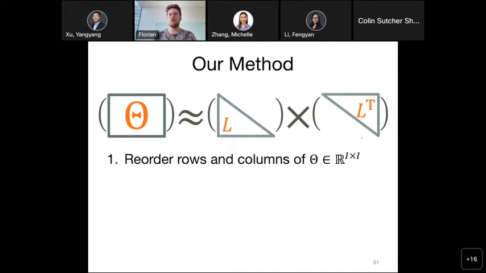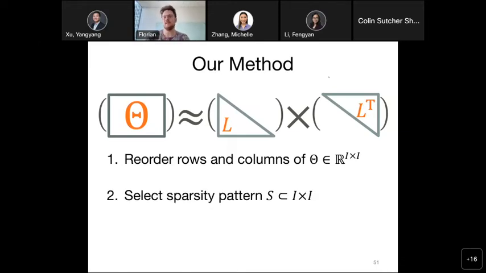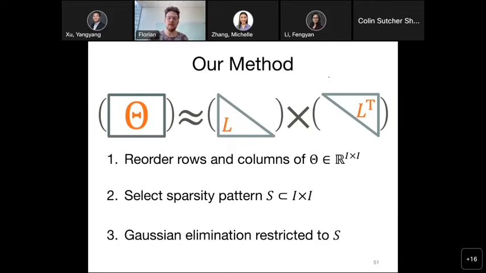In the first step, we're going to reorder the rows and columns of theta, because as you can already tell, lower triangularity is only defined with respect to a given ordering. So there should be a way to order the rows and columns in such a way as to be the most effective in computing this factorization. Then we are going to select a sparsity pattern that is a subset of the entries of the matrix, because we want to have near linear complexity algorithms, so we cannot even afford to write down the full matrix. So from the beginning, we have to restrict our attention to only a near linear number of entries. And finally, we're going to do Gaussian elimination restricted to the sparsity pattern.